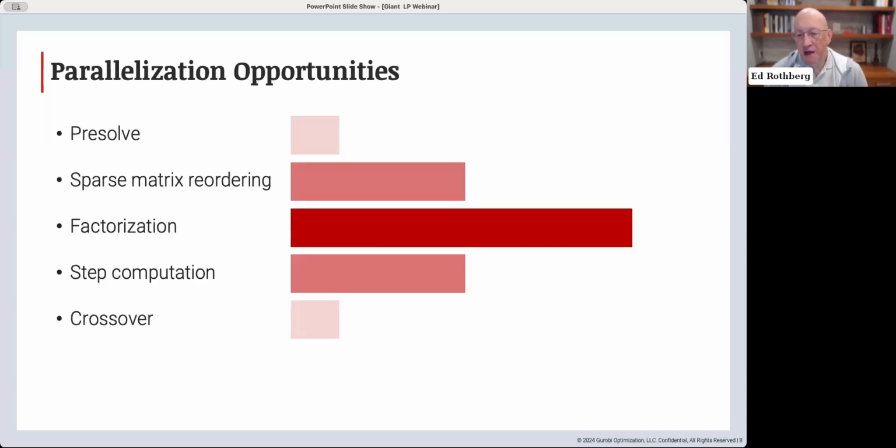So if you look at the parallelism opportunities for the various steps in the barrier solver, the opportunities vary depending on the step. For the factorization, there's tons of opportunities to exploit parallelism. For the computing steps and doing sparse matrix reordering, there's some parallelism. And then for pre-solve and crossover, very, very little. So there's some, but very little.